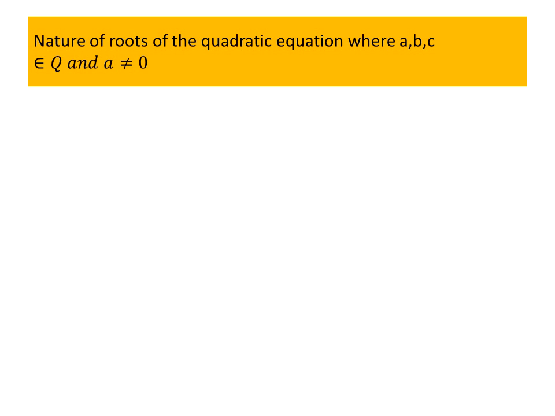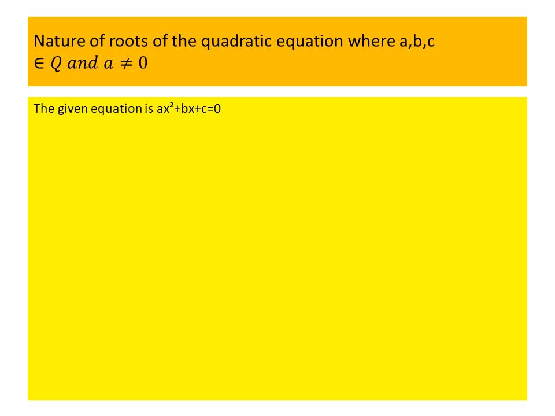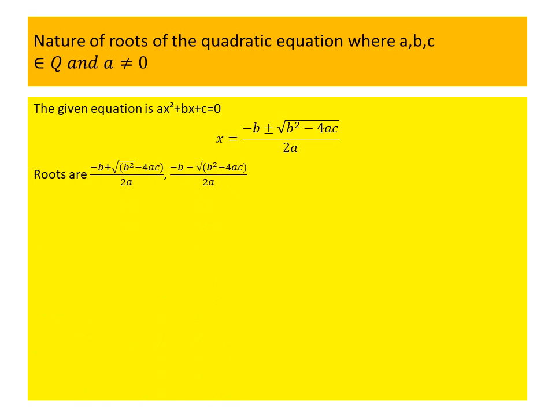So now let's find out how the nature of roots of the quadratic equation is, where a, b, c belong to Q and a is not equal to 0. If you just remember, Q is the set of rational numbers. The given equation is again ax square plus bx plus c is equal to 0, and by the formula method we have x is equal to minus b plus minus square root of b square minus 4ac, by 2a. So roots are minus b plus square root of b square minus 4ac by 2a, or minus b minus square root of b square minus 4ac by 2a.